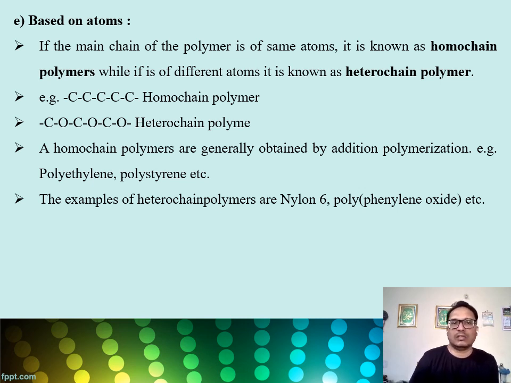Homochain polymers are generally obtained by addition polymerization. For example, polyethylene, polystyrene, etc., in which all the carbon will be joined together. And the examples of heterochain polymers are nylon 6 or polyphenylene oxide, etc., in which carbon and nitrogen will be present in the backbone.